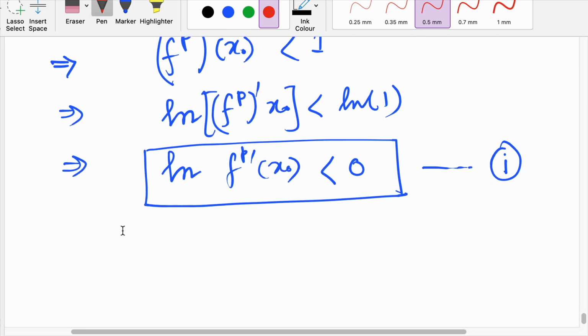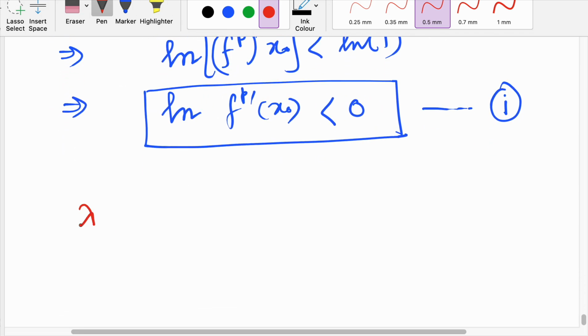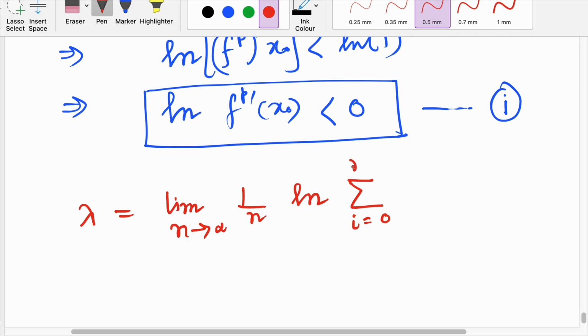Another thing: what is the definition of the Lyapunov exponent? The Lyapunov exponent is the limit as n tends to infinity of 1 by n times ln, summation i equal to 0 to n minus 1, of |f'(xi)|.